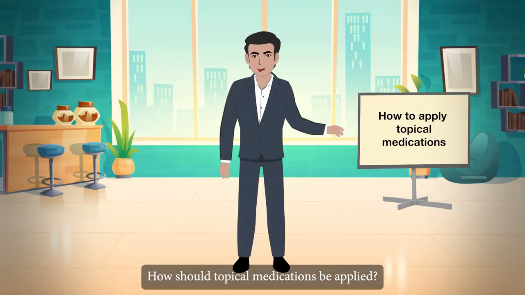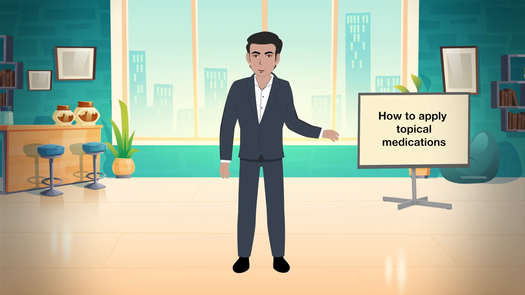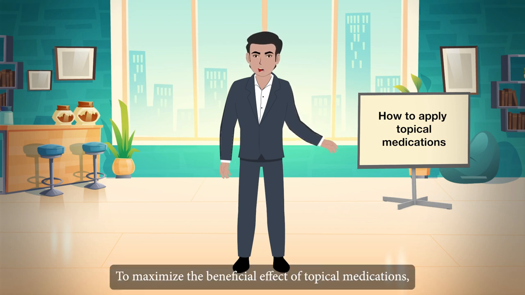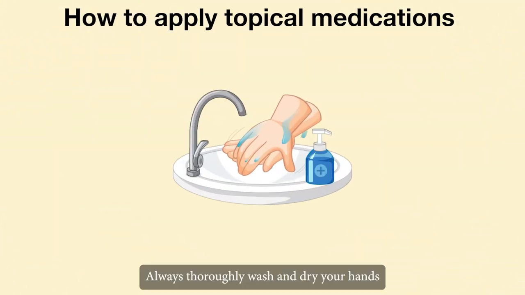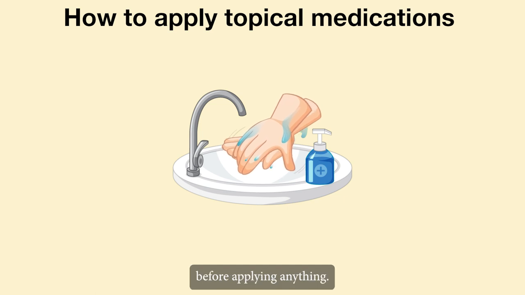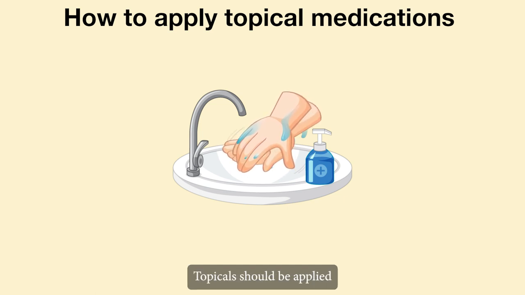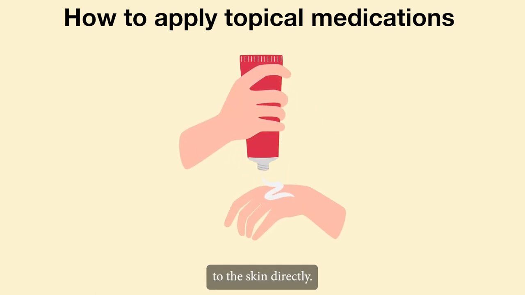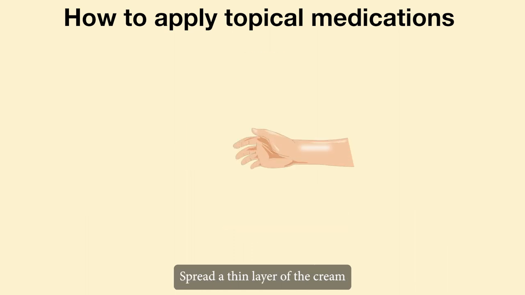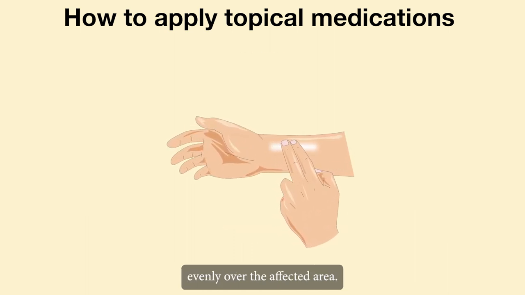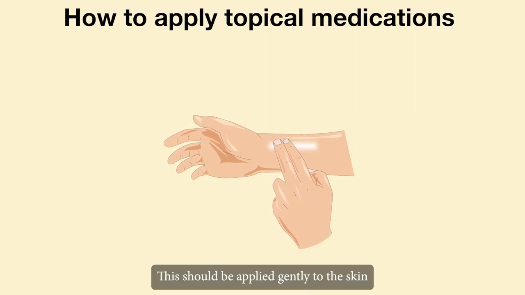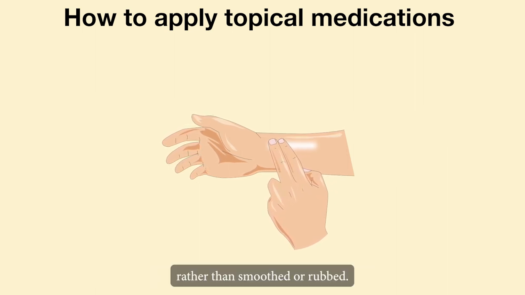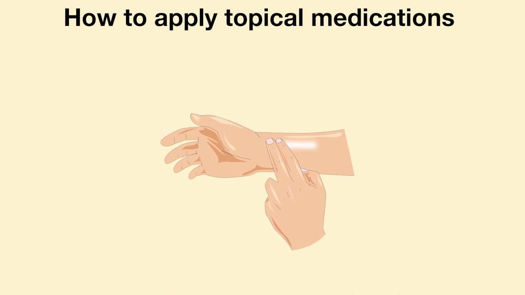How should topical medications be applied? To maximize the beneficial effect of topical medications, they must be applied correctly. Always thoroughly wash and dry your hands before applying anything. Topicals should be applied to the skin directly. Spread a thin layer of the cream evenly over the affected area. They should be applied gently to the skin rather than smoothed or rubbed.